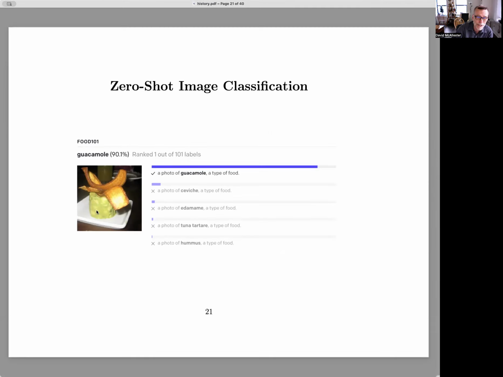So I show the system an image like this, and then I take a bunch of possible classifications. It's either guacamole or ceviche or various tuna tartare, and I want to know how to classify this. I consider all of these sentences, and I say which one is most likely, according to the language model generating from the representation of this image. And you find out that the guacamole is more likely, and then you can use that fact to classify this as guacamole.